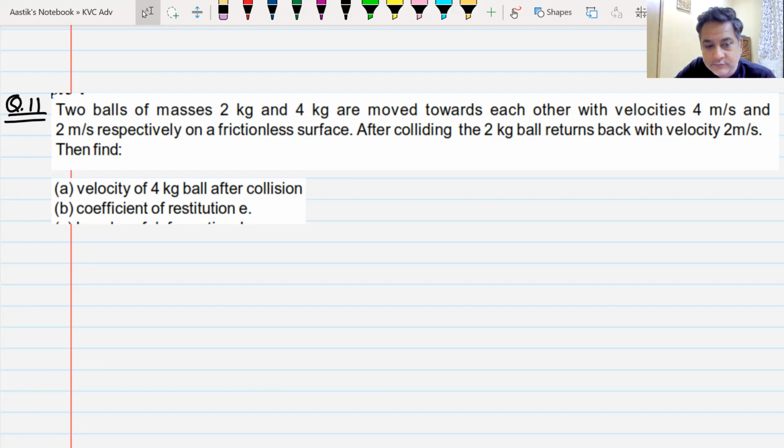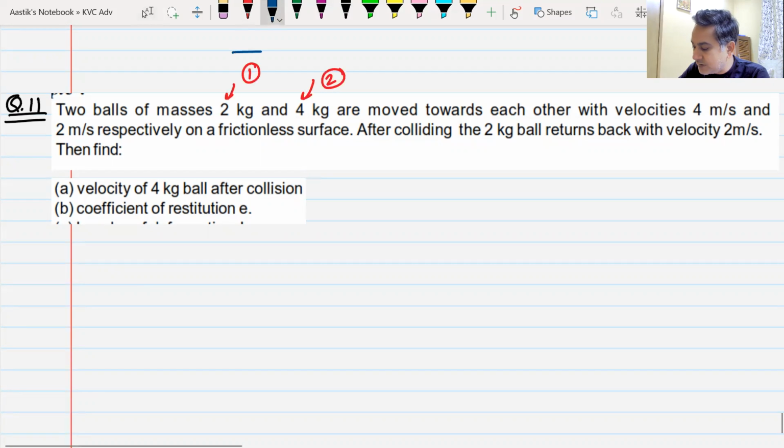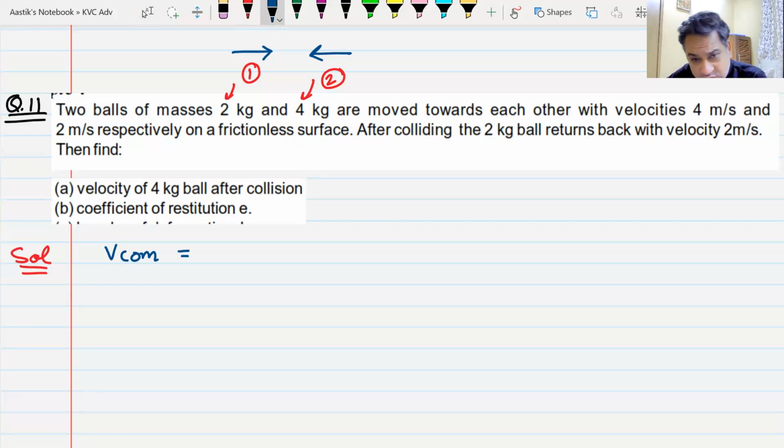E is 1/2, sir, V2 is 1, velocity of the 4 kg body is 1. That is correct. E is half. The first body I will call body number 1, and this is body number 2. Body number 1 is moving like this, body number 2 is moving like this. The first thing I have to find out is the velocity of center of mass. And remember, the question would be framed in such a way that the velocity of center of mass is going to come as what? 0, sir.